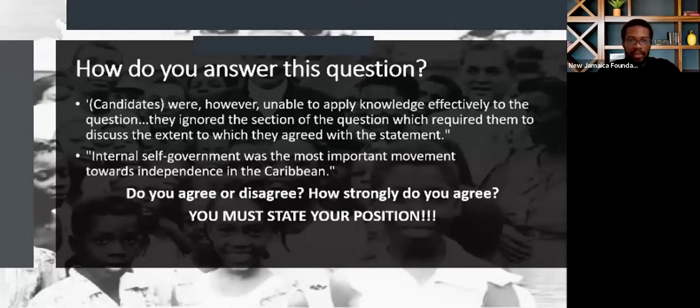We saw where the examiner's report shared that candidates were, however, unable to apply knowledge effectively to the question. They ignored the section of the question which required them to discuss the extent to which they agreed with the statement. So this is essential to acing these essays. Do you agree or disagree? If so, how strongly do you agree or disagree? Essentially, you must state your position.